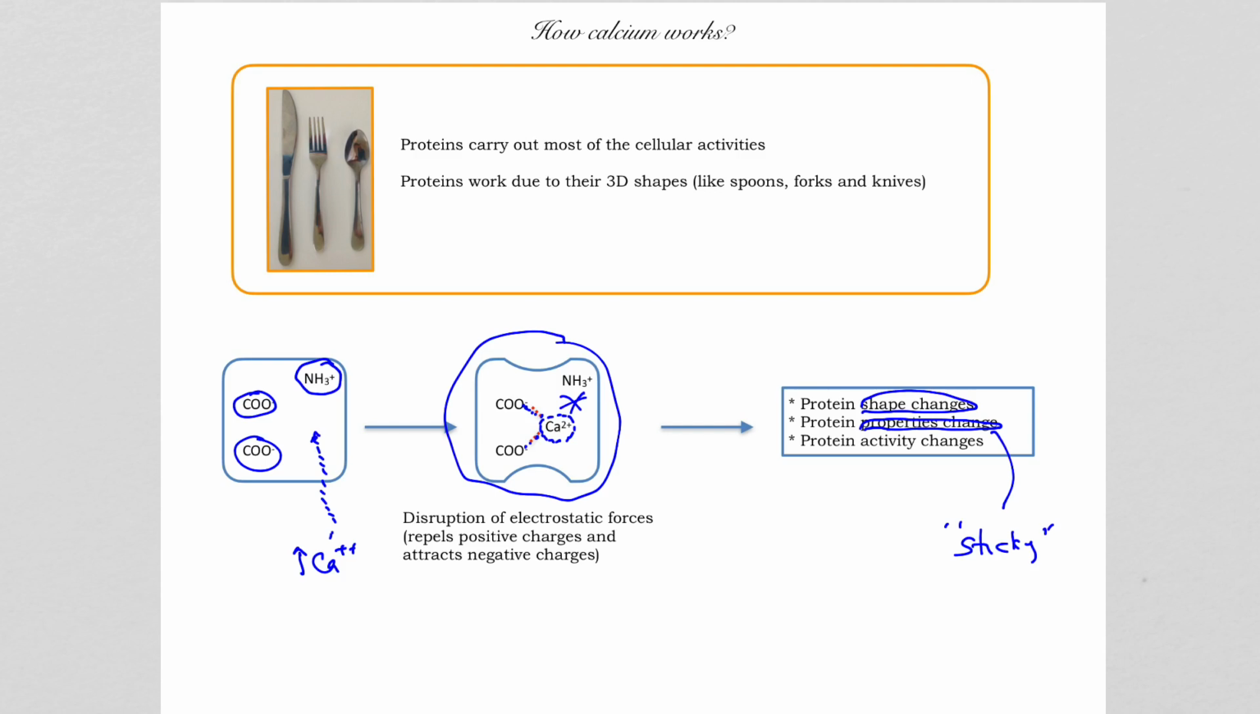Okay, and that also leads to changes in the activity of the protein. The protein function changes. It can become a better protein if it's an enzyme. It can become a better enzyme or a worse enzyme. If it's a transport protein, it can work faster or it can work slower. That's how calcium affects cellular activities.